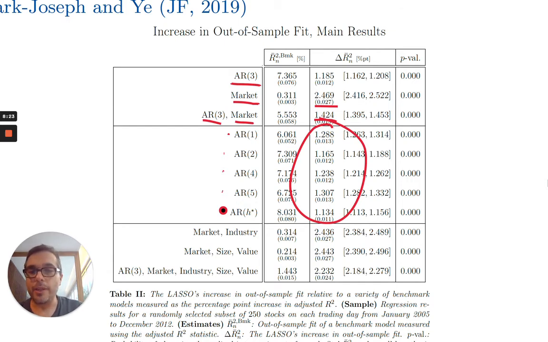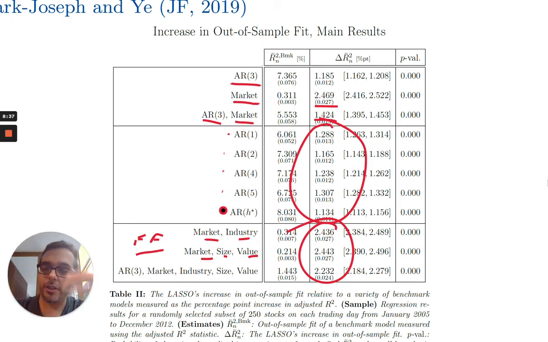So, now if you take other factors, like market, industry, or market size value, so that's the typical Fama French stuff, still positive gains. So basically this cross-section is helping to forecast the returns, and it's not just picking up some well-known factors. It's something else. Okay? So the model is picking something else.